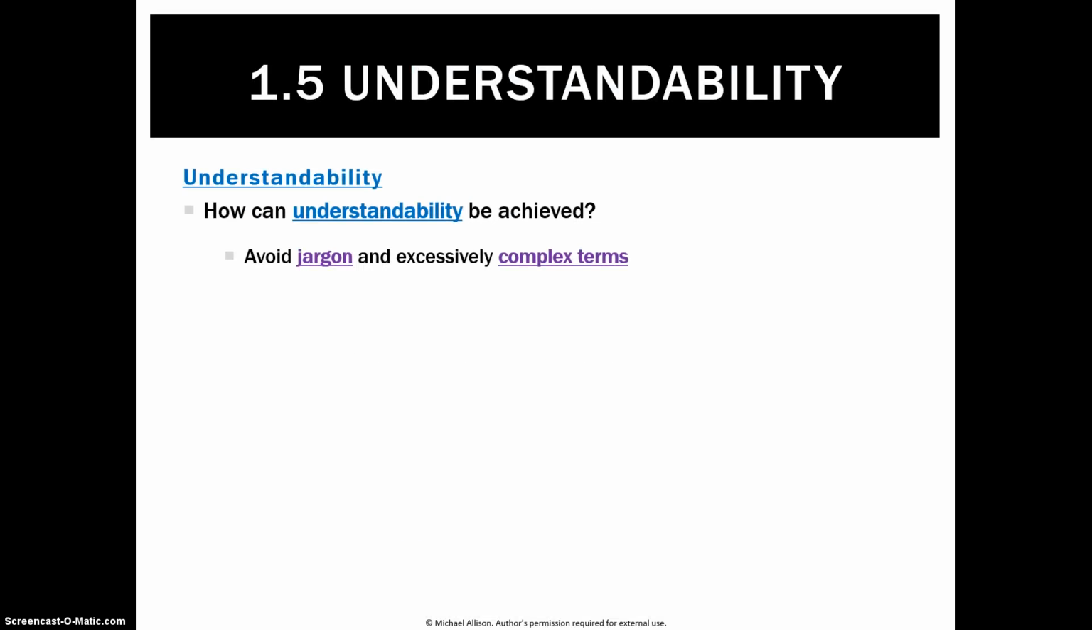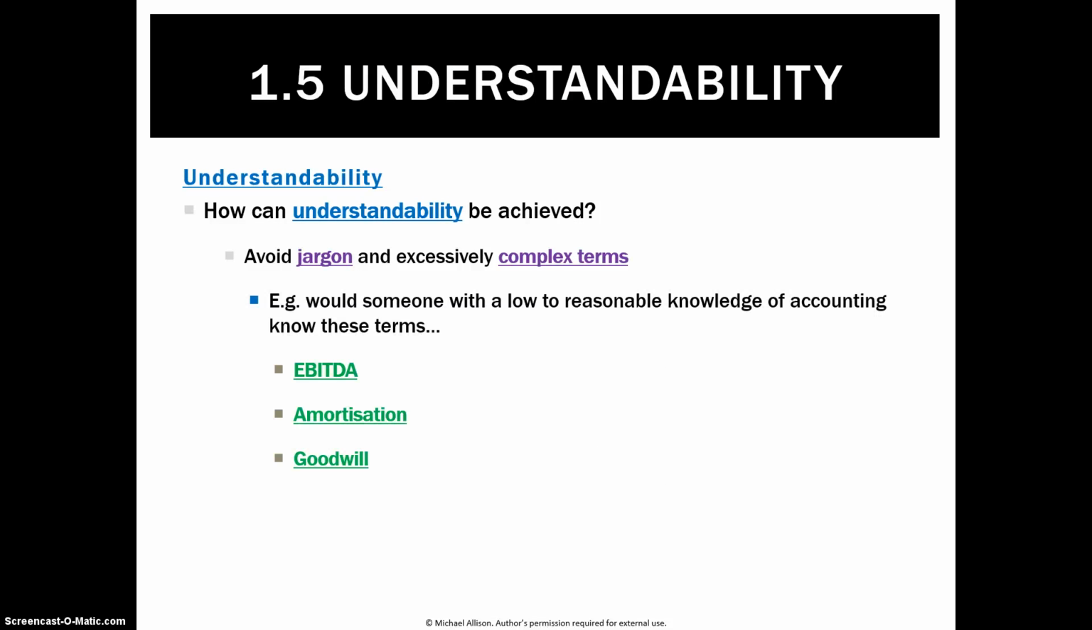Well, you want to avoid jargon and excessively complex terms. If you listed the following in your reports, would the average person know what it is? What is EBITDA? Do you even know what it stands for? And more importantly, what does that number represent? What about amortization? That's a very uncommon word to use in the English language. I doubt the average person is going to understand what that number would mean. And also goodwill, which is a type of asset.